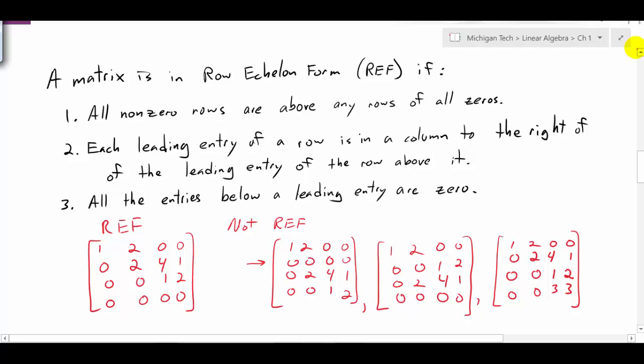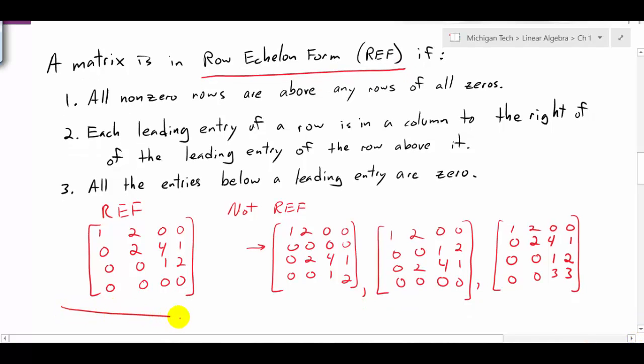So we'll start with our first definition. A matrix is in row echelon form, REF form, if all the non-zero rows are above any rows of all zeros, each leading entry of a row is in a column to the right of the leading entry of the row above it, and all the entries below a leading entry are zero. Now what in the world does all that mean? Well, let's take a look at an example.